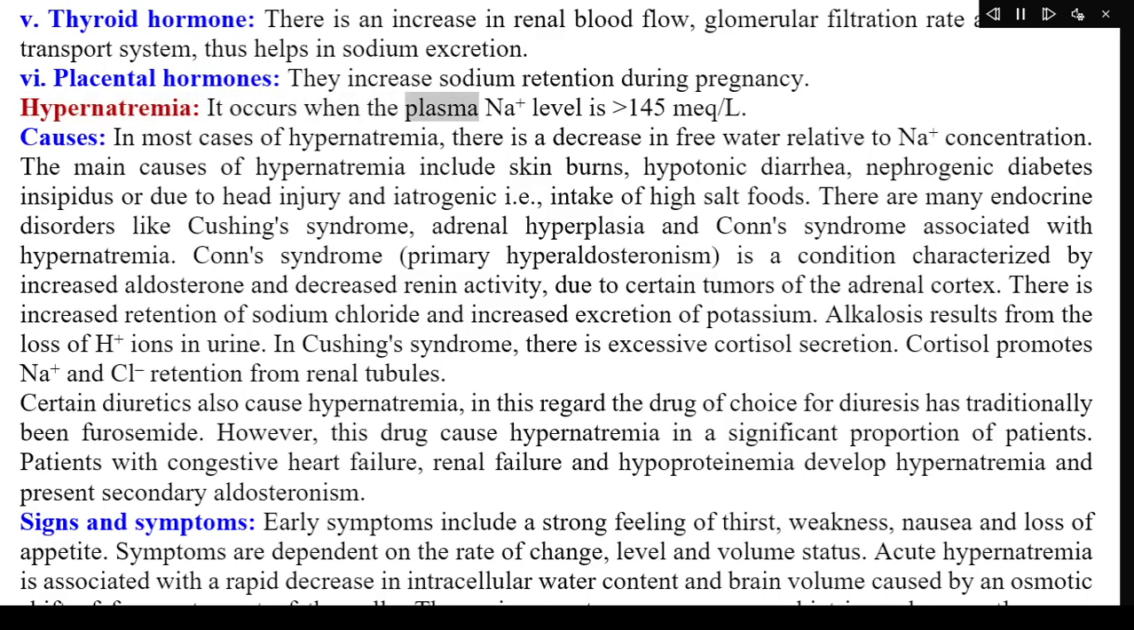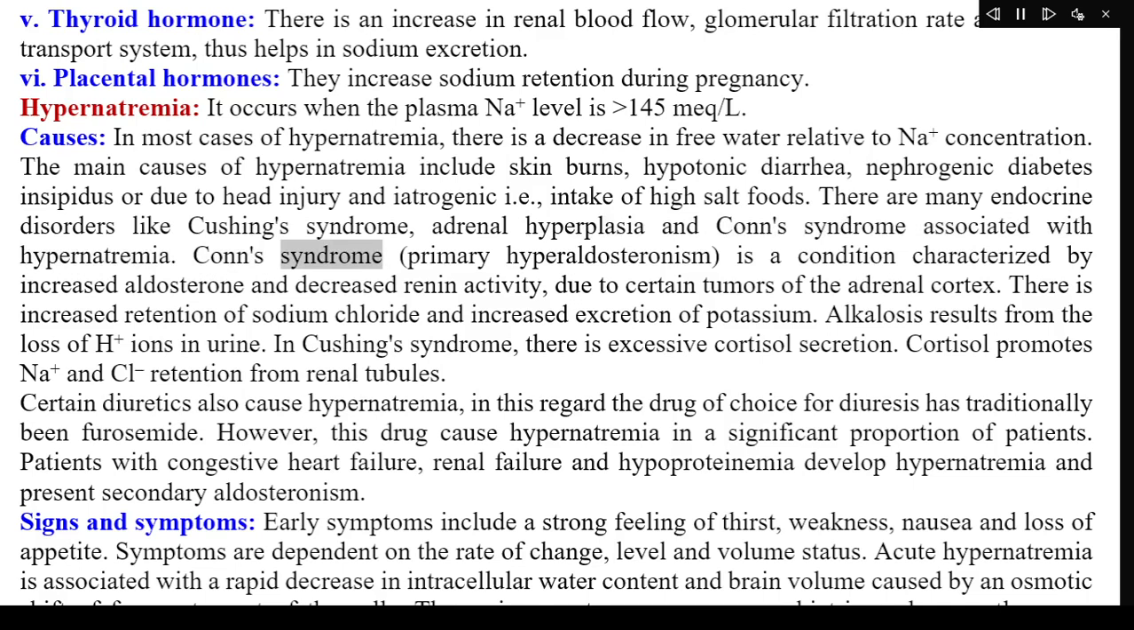Hypernatremia. It occurs when the plasma Na+ level is greater than 145 milliequivalent/L. Causes. In most cases of hypernatremia, there is a decrease in free water relative to Na+ concentration. The main causes of hypernatremia include skin burns, hypotonic diarrhea, nephrogenic diabetes insipidus or due to head injury, and iatrogenic, i.e., intake of high-salt foods. There are many endocrine disorders like Cushing's syndrome, adrenal hyperplasia, and Conn syndrome associated with hypernatremia.